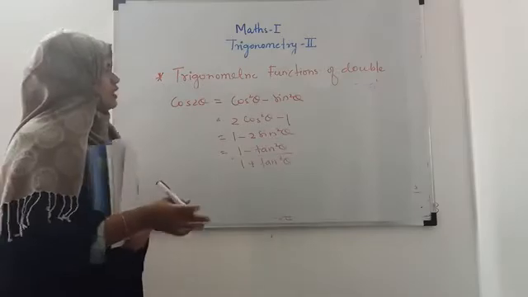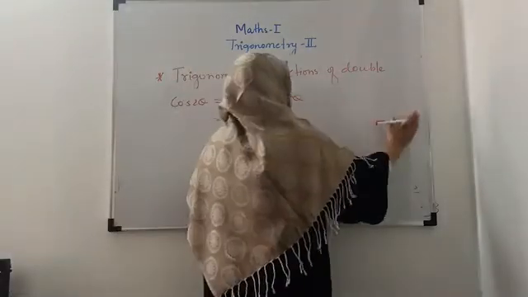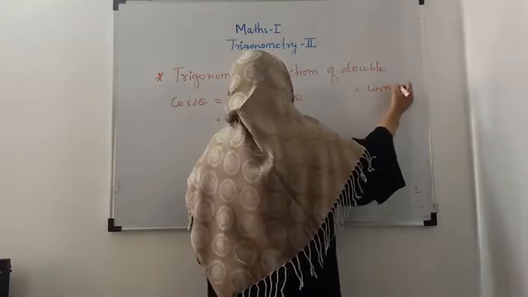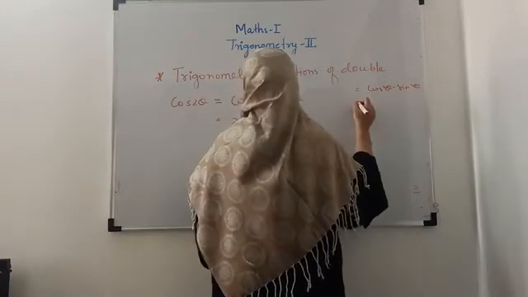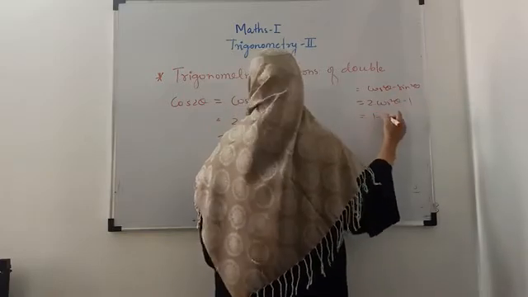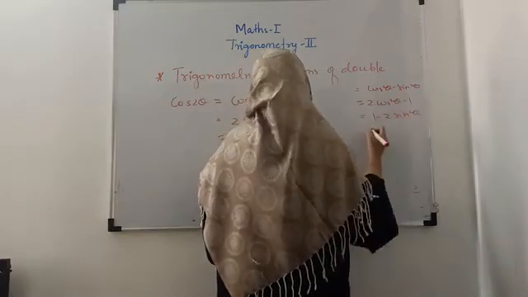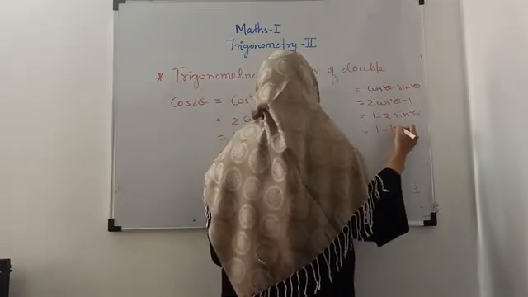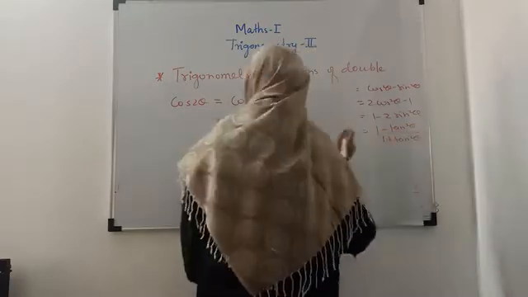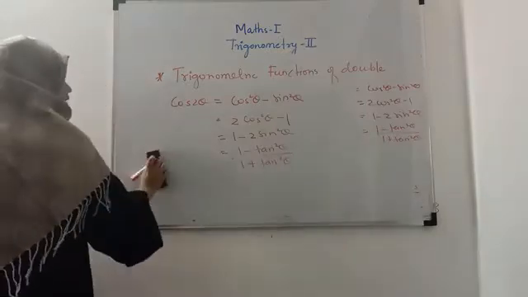So we will solve this one by one. I am writing this here. Okay. The first formula is cos square theta minus sin square theta. The second one is 2 cos square theta minus 1. The third one is 1 minus 2 sin square theta, and the fourth is 1 minus tan square theta upon 1 plus tan square theta. So we will prove one by one. Okay.